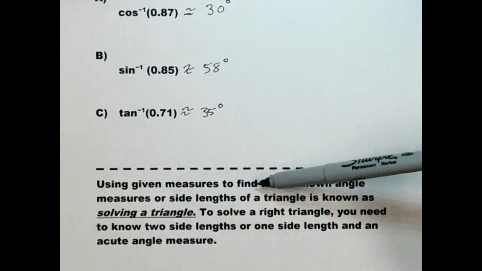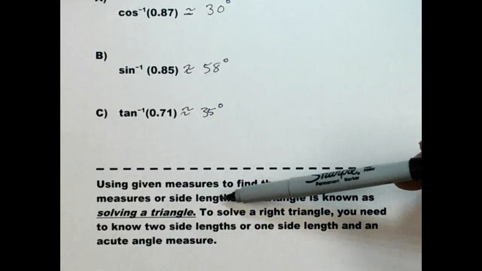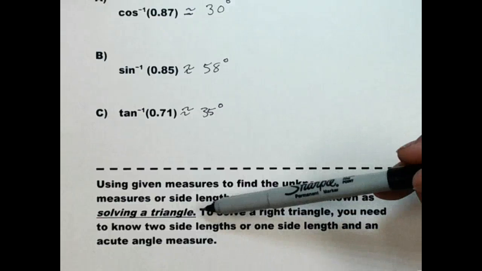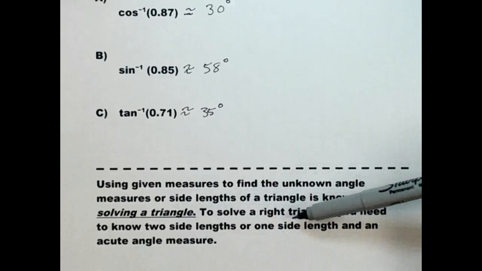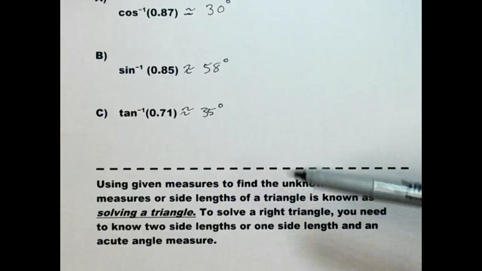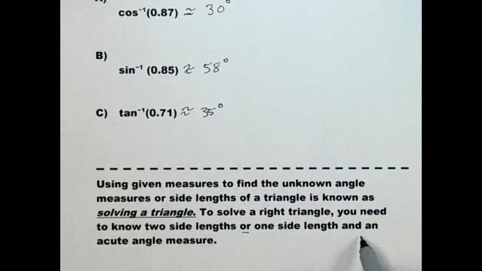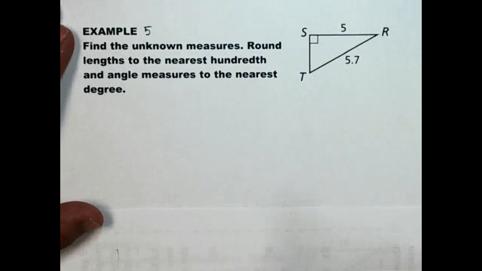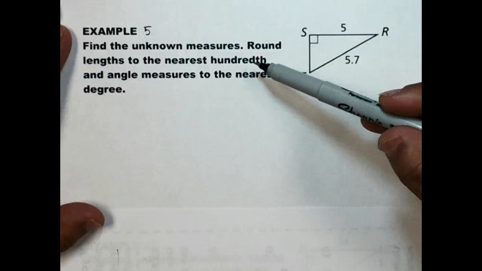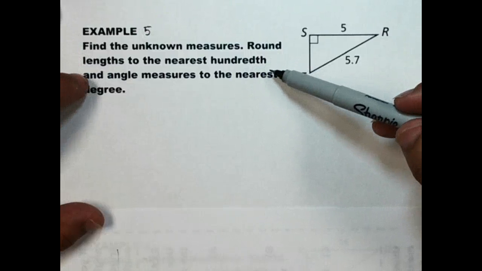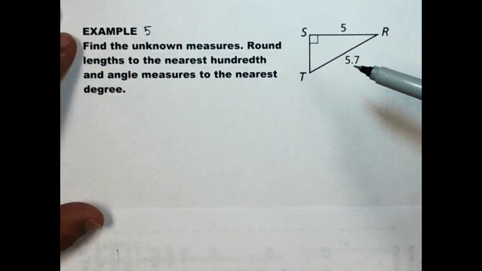Using given measures to find the unknown angle measures or side lengths of a triangle is known as solving a triangle. To solve a right triangle, you need to know two side lengths or one side length and an acute angle measure. So we're going to practice doing that. In this next example, example 5, we want to find the unknown measures, rounding lengths to the nearest hundredth and angle measures to the nearest degree.